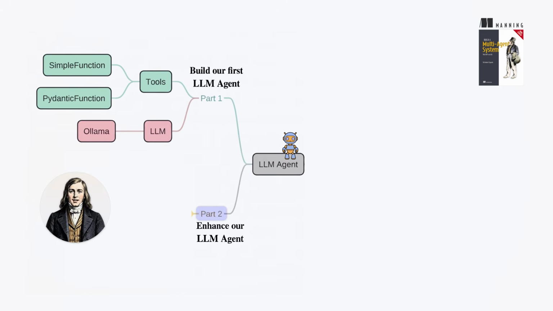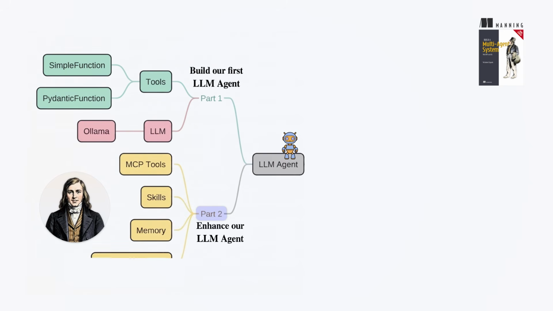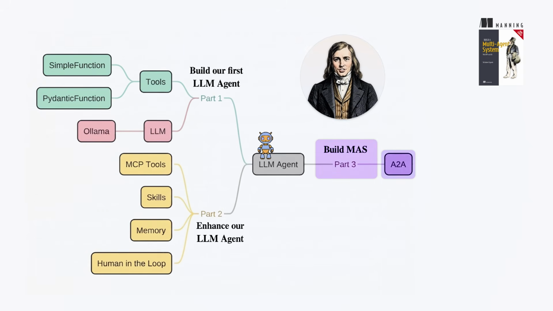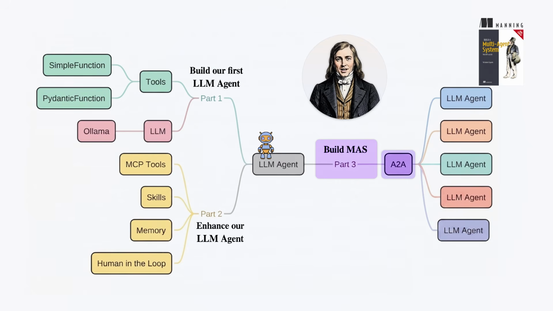Next, we integrate MCP tools, agent skills, memory management, and a human-in-the-loop review mechanism. Finally, we scale from a single agent to full multi-agent systems, MAS, by implementing coordination logic and supporting Google's agent-to-agent A2A protocol.